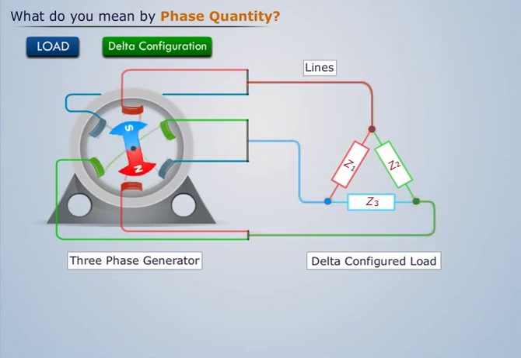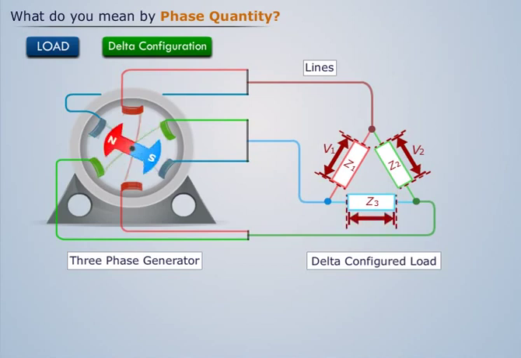Now let's assume that the voltage across the loads Z1, Z2 and Z3 are V1, V2 and V3 respectively. Since the voltages V1, V2 and V3 are induced in each individual load, they are known as the phase voltages.